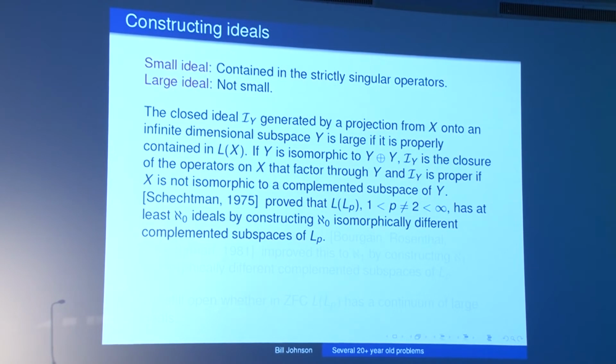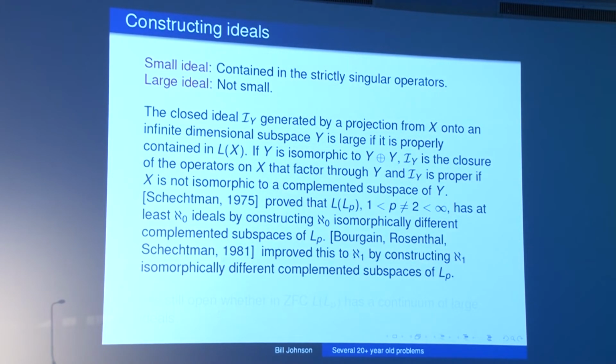So a lot was done way back in 1975. Schechtman proved that the bounded operators on LP in the reflexive range has at least countably many ideals by constructing countably many isomorphically different complemented subspaces that satisfy these extra conditions. And then a few years later, along with Bourgain and Rosenthal, they improved Aleph 0 to Aleph 1. Now we're still waiting for what happens at Aleph 2 or the continuum. So if you're in ZFC, we really don't know how many large ideals there are or how many complemented subspaces there are. Of course, there can't be more than the continuum because LP is a separable Banach space. Can't be more than a continuum of complemented subspaces. We don't know whether there can be more than a continuum of large ideals.